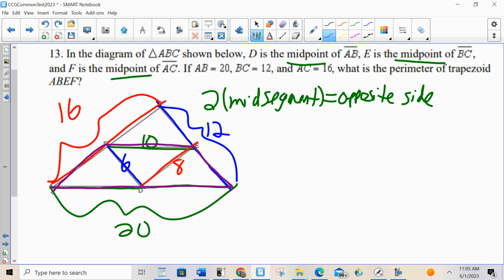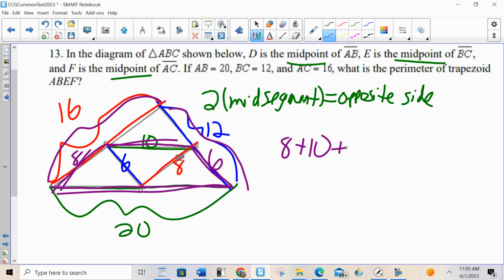So we want to outline the shape. And since this whole thing here is 12, this is 6. And since this whole thing is 16, this is 8. So the trapezoid would be 8 plus 10 plus 6 plus 20. And that's 44.